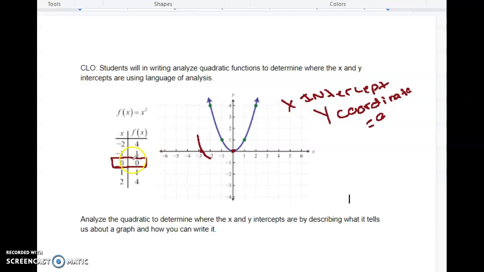When this equals 0, and we see that this equals 0 right here. So we can say that the y-intercept happens at 0, 0. This is a point, okay? And then, or I'm sorry, the x-intercept happens there.